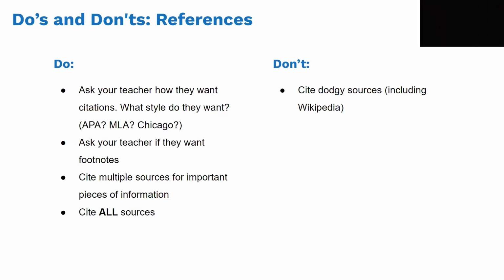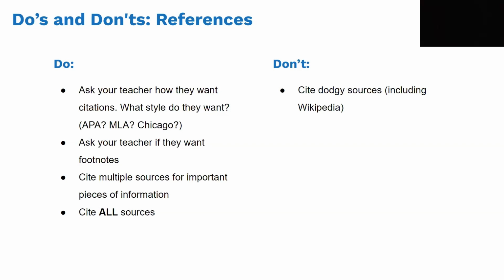Regardless of what your teacher wants, remember that it's a good idea to cite multiple sources for important pieces of information. You should also take the effort to cite every single one of your sources. I'd go so far as to say that you should check your internet history after you're done with your online research to make sure that you did not miss a single link.